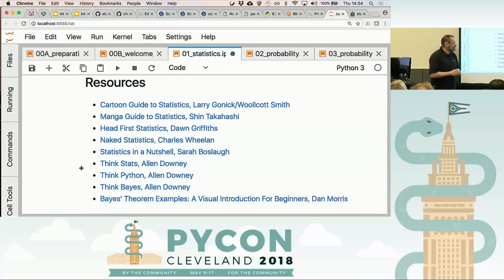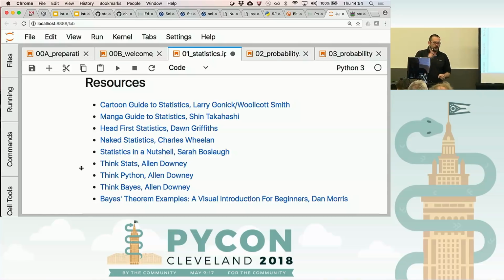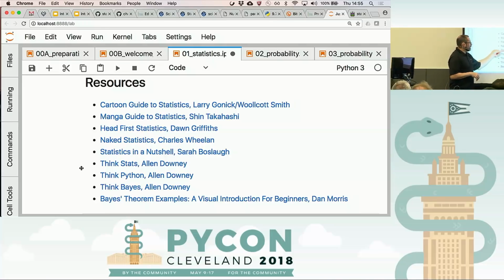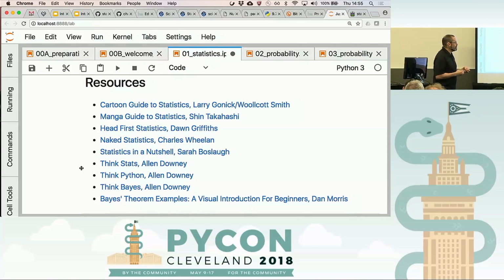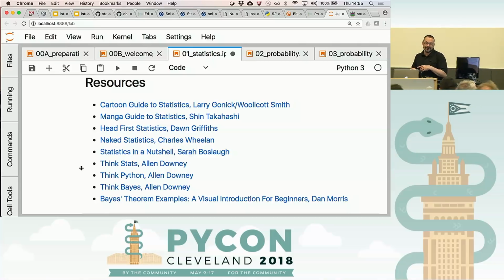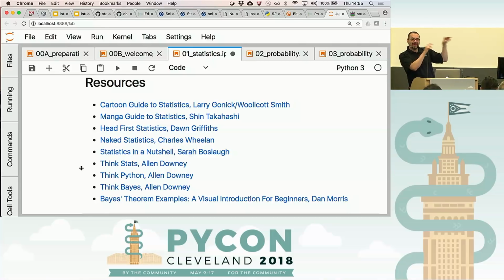Statistics in a Nutshell, that's fairly dense. It's a good reference book. I like it because it puts all the stuff in a small amount of space, but I found that had I read it before I read maybe Head First or even the manga guide, that might have been a little too intense for me. Think Stats, Think Python, and Think Bayes are great. And for those who don't know, that guy over there, he wrote them.